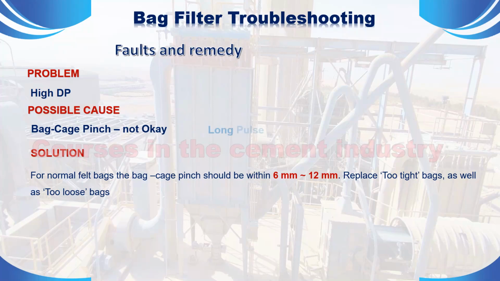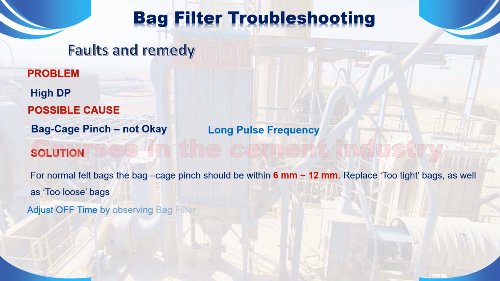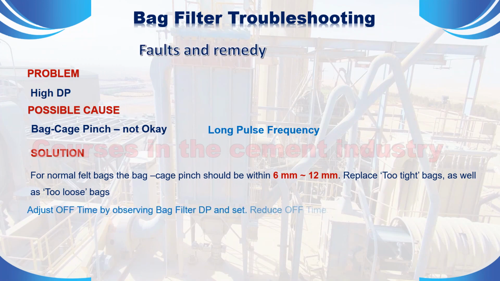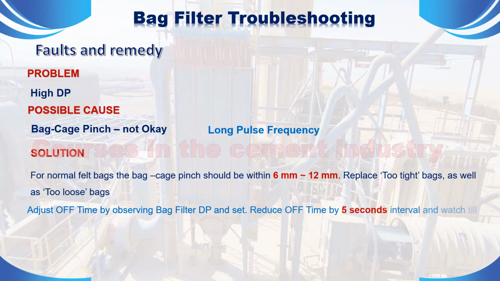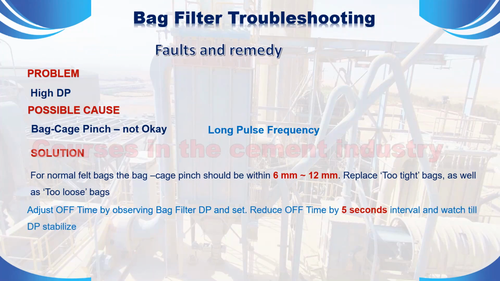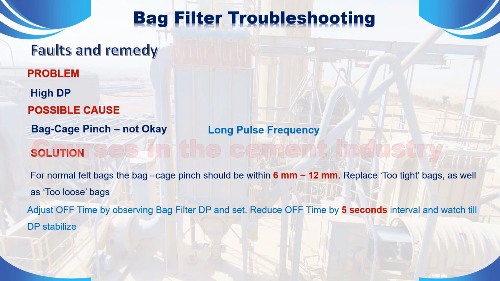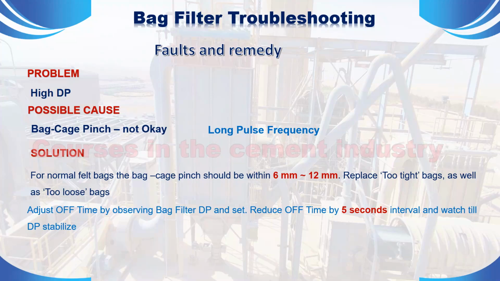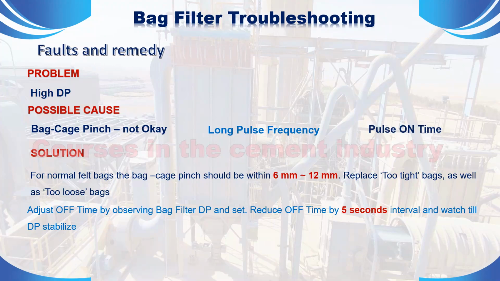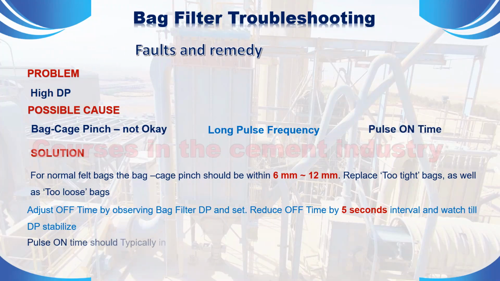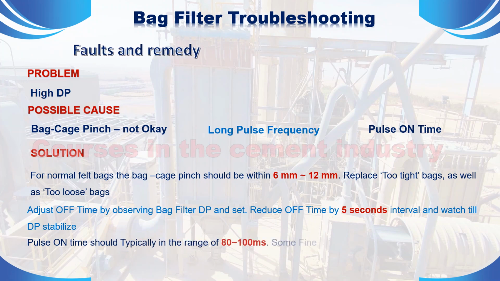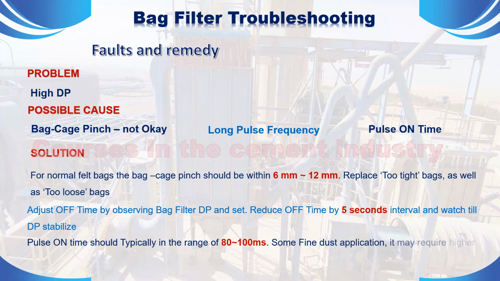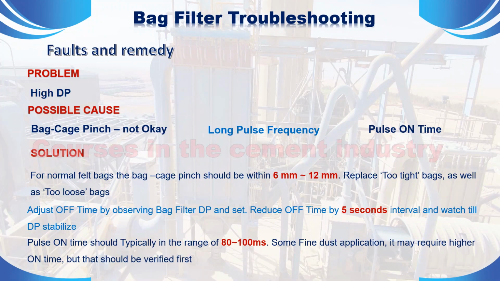13. Long pulse frequency. Adjust off time by observing bag filter delta P, reduce off time in 5 second intervals, and watch till delta P stabilizes. 14. Pulse on time. Pulse on time should typically be in the range of 80 to 100 milliseconds. Some fine dust applications may require a higher on time, but that should be verified first.